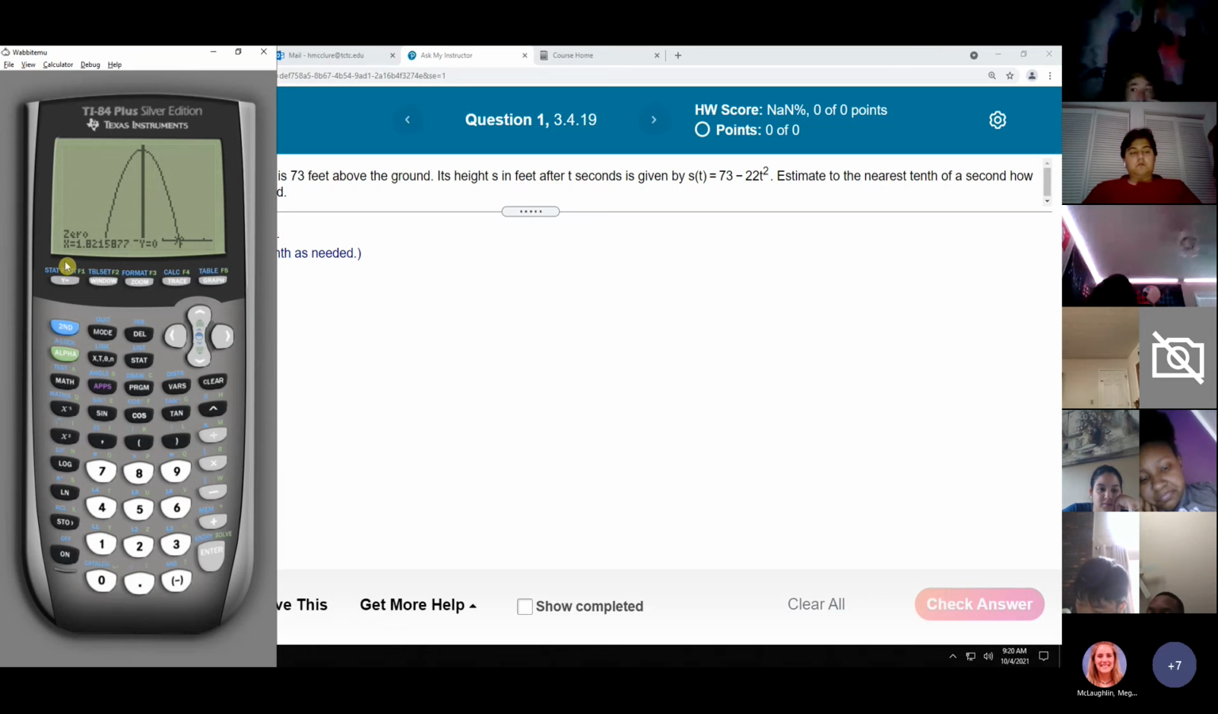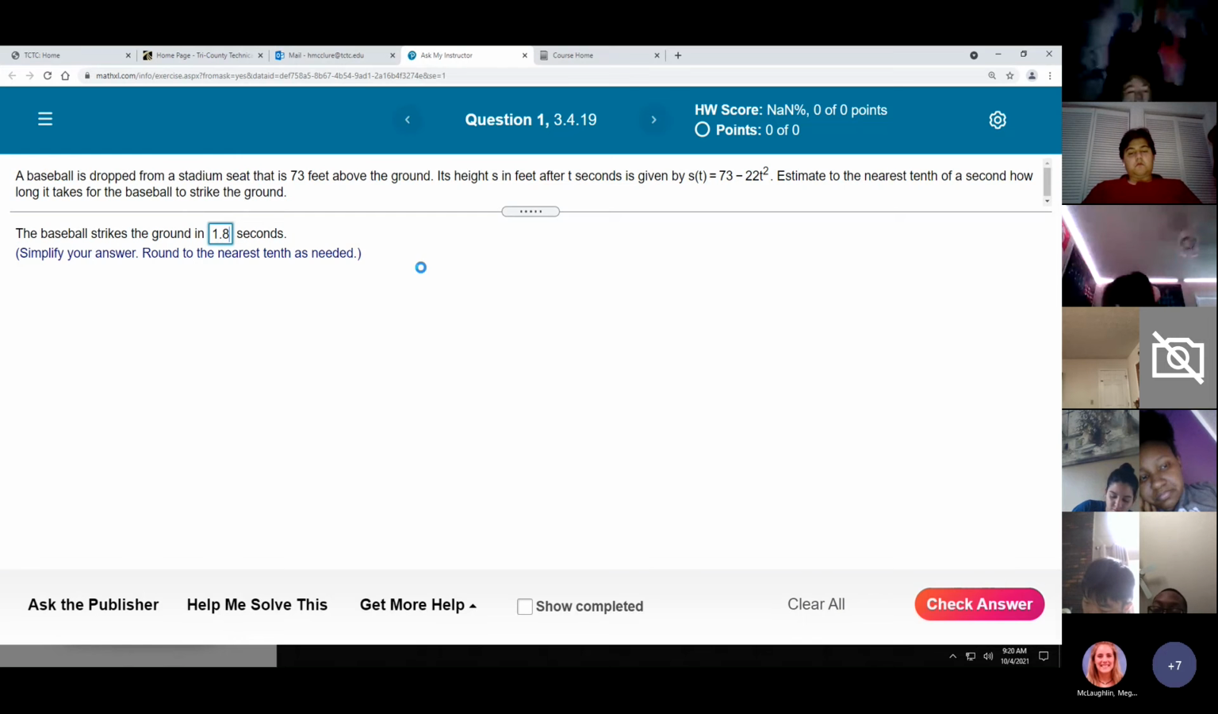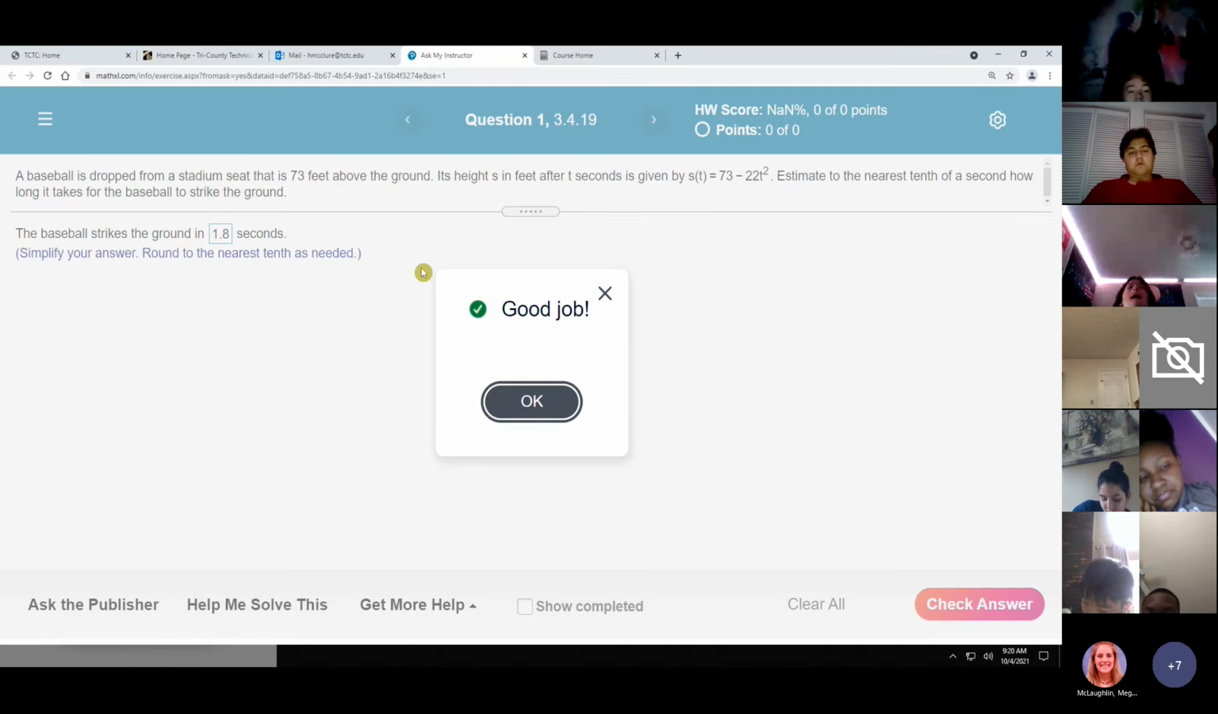So at one point, let's see, it says round to the nearest tenth. At 1.8 seconds, it hits the ground. Is that a test question? Oh, hell to the yeah. Because any of these that have these quirky decimals or big numbers, that's going to be a test question, and usually on your calculator.